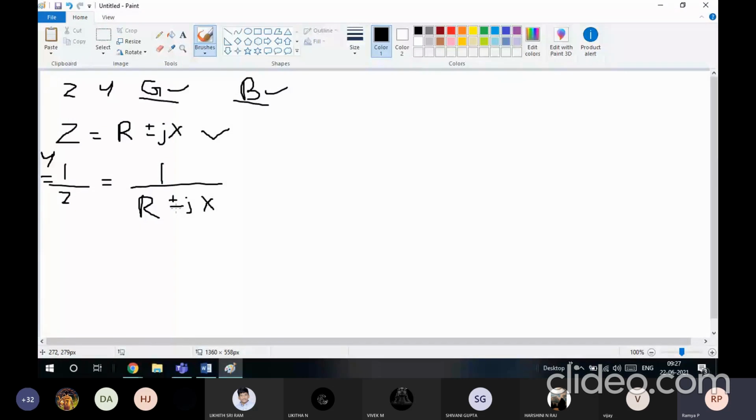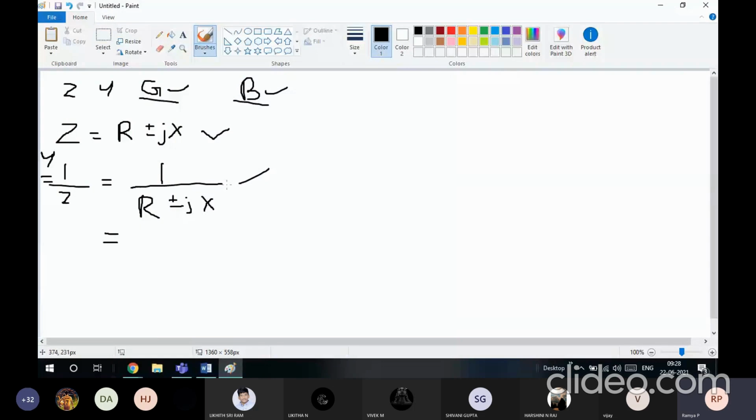Just rationalize this above expression. What I will do, I will just take 1 divided by r plus j into x, and 1 divided by r plus r minus j into x. And when you rationalize, this rationalizing term you have already done in your mathematics. Please rationalize this given expression.